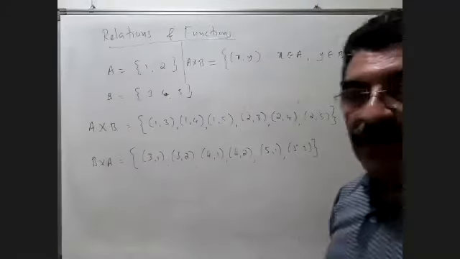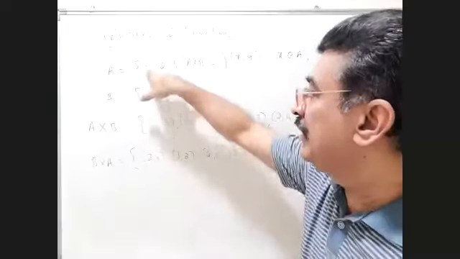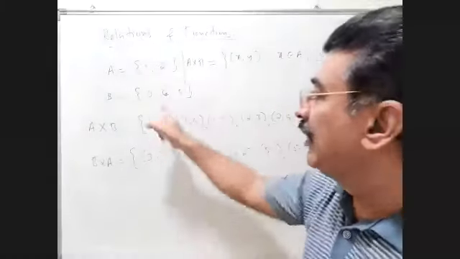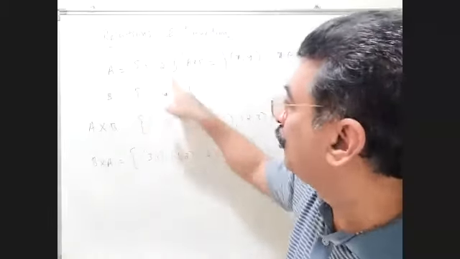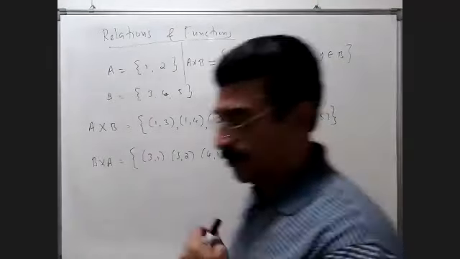See that for writing A cross B, we started with elements in A. Starting with 1: (1, 3), (1, 4), (1, 5). Then (2, 3), (2, 4), (2, 5). Whereas for B cross A, we start with B: (3, 1), (3, 2), (4, 1), (4, 2), (5, 1), (5, 2). That's it. So, A cross B and B cross A.